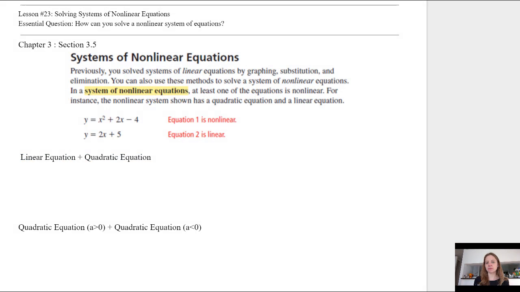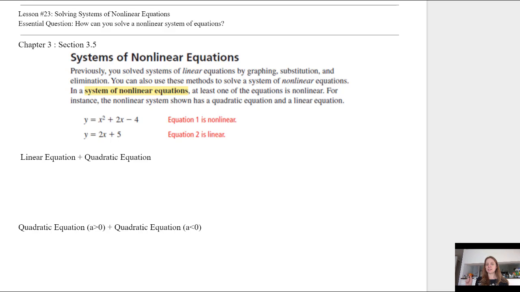Previously, you solved systems of linear equations by graphing, substitution, and elimination. You can also use these methods to solve systems of nonlinear equations. In a system of nonlinear equations, at least one of the equations is nonlinear. For instance, the nonlinear system shown has a quadratic equation and a linear equation. There's a sample.